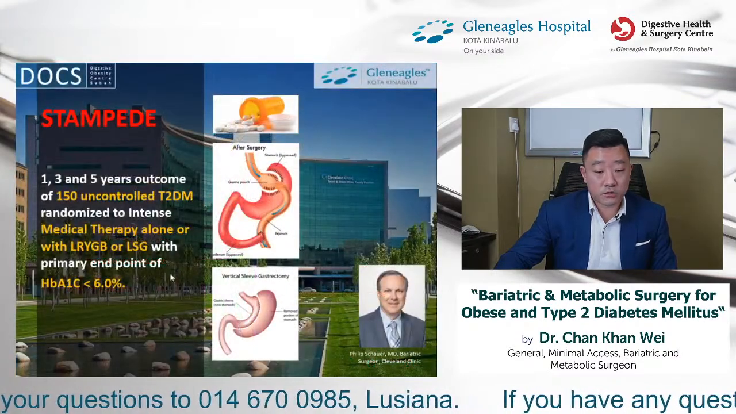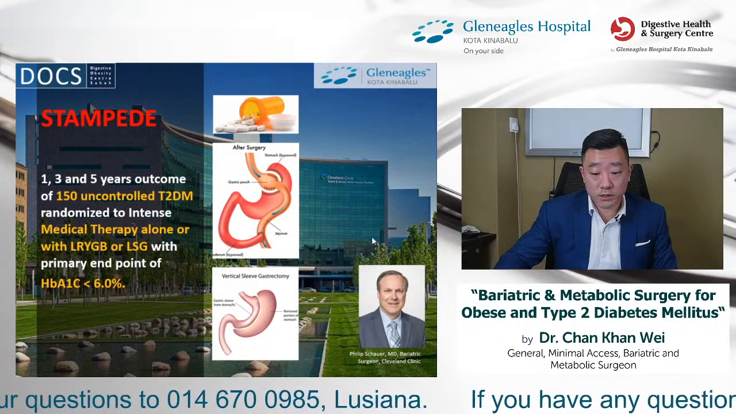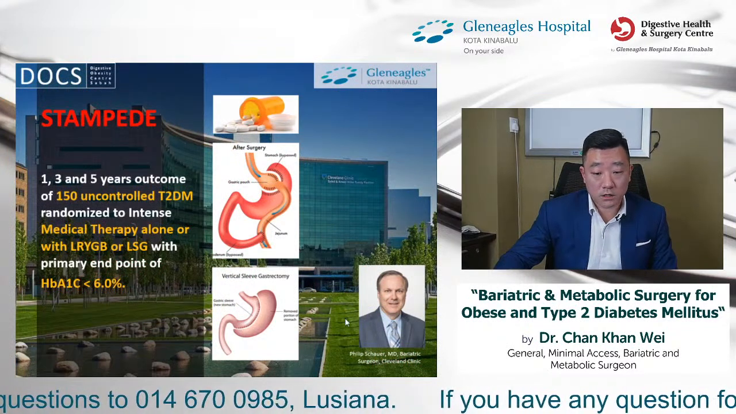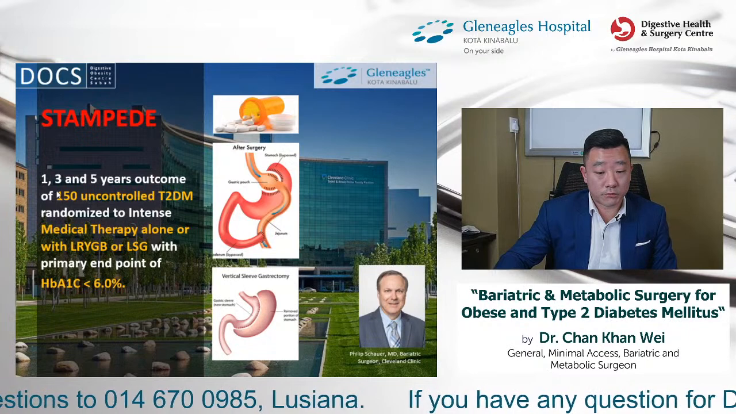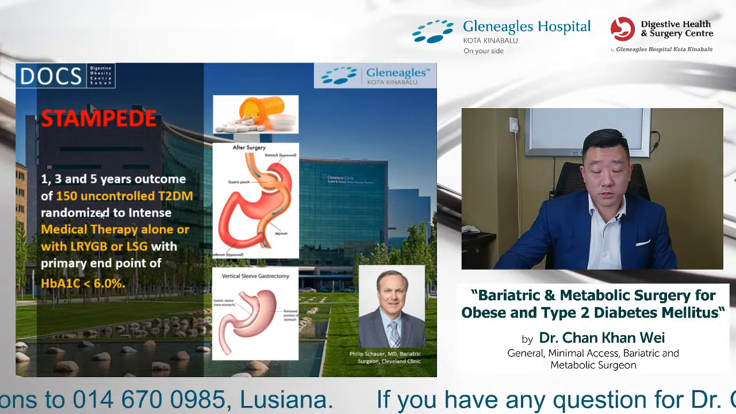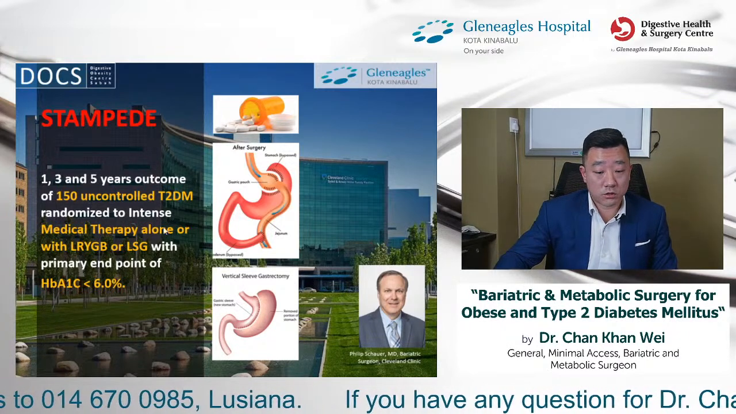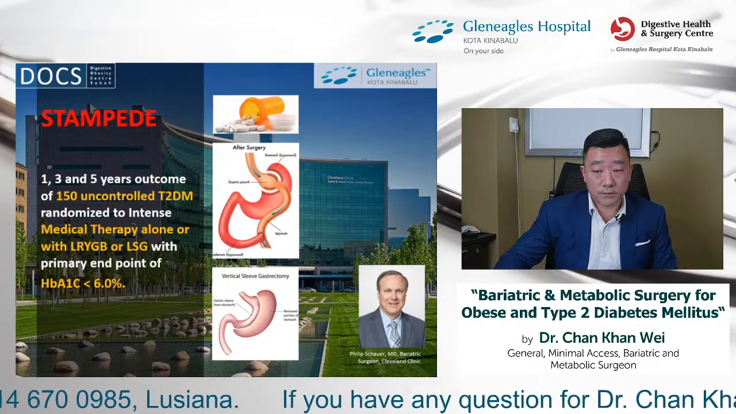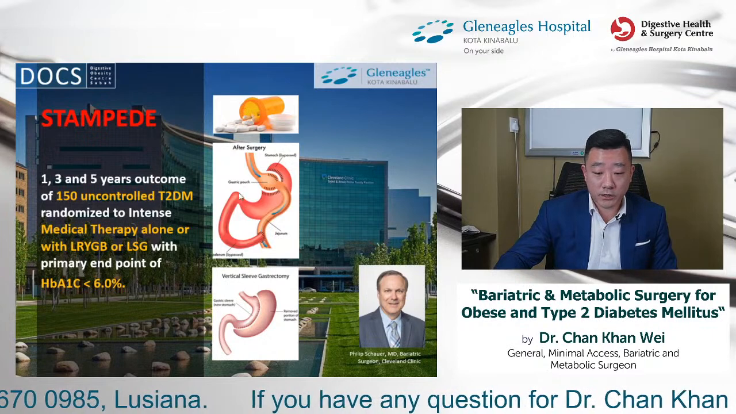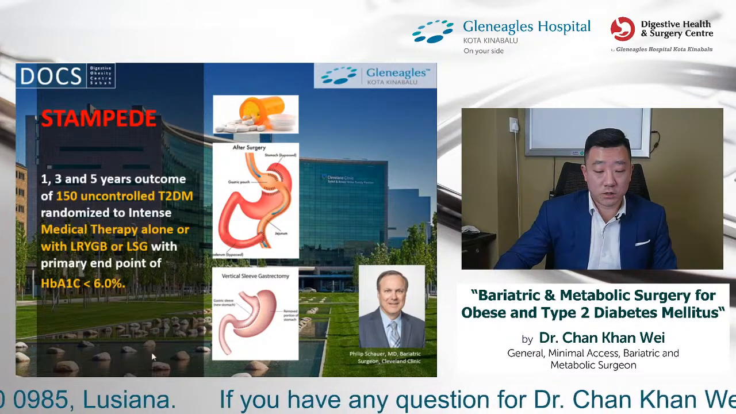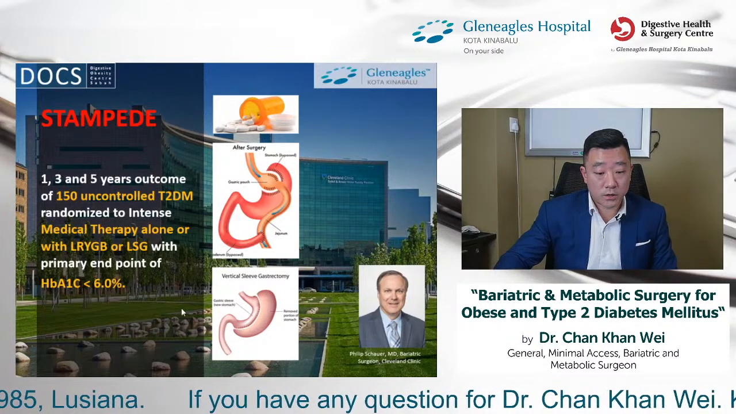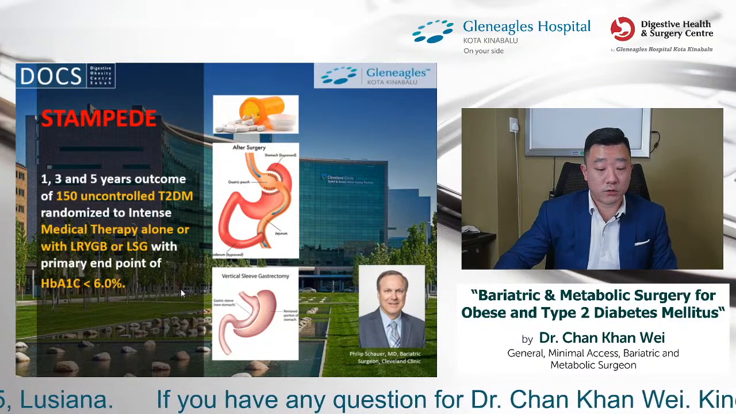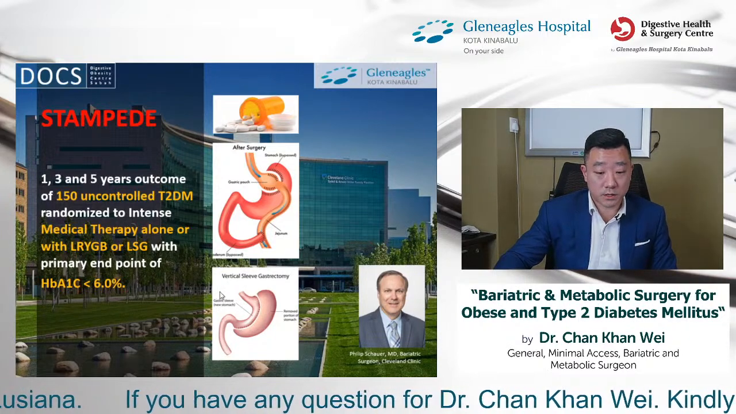So one of the landmark trials was the STAMPEDE trial, which was run in Cleveland Clinic, over a period of 5 years. What they did was they took 150 patients with uncontrolled type 2 diabetes mellitus and randomized them to either full medical therapy, gastric bypass, or sleeve gastrectomy in equal groups. And their primary endpoint was to achieve an HbA1c target of less than 6.0%.